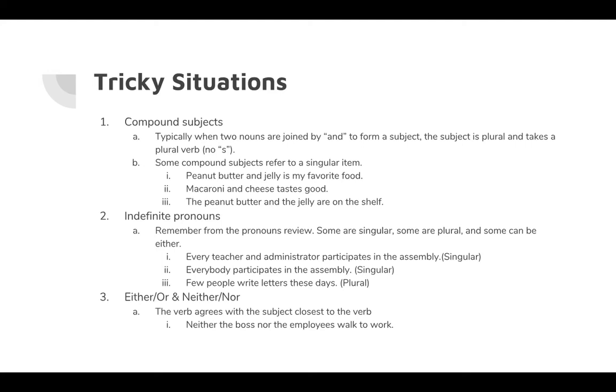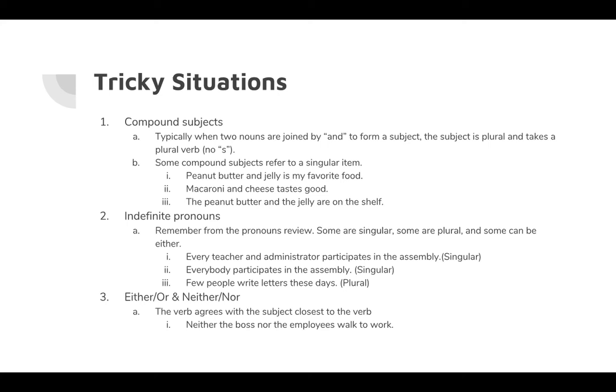So we have here a form of is, which is an irregular verb, but peanut butter and jelly is my favorite food, not are my favorite food. And macaroni and cheese tastes good, and that's more of the regular verb where you have the S because it's a singular thing, macaroni and cheese. Now, if we look at the third sentence, I have the peanut butter and the jelly are on the shelf.